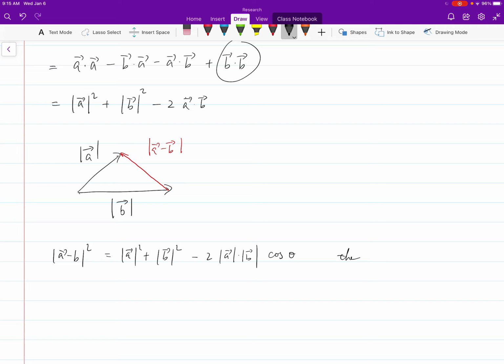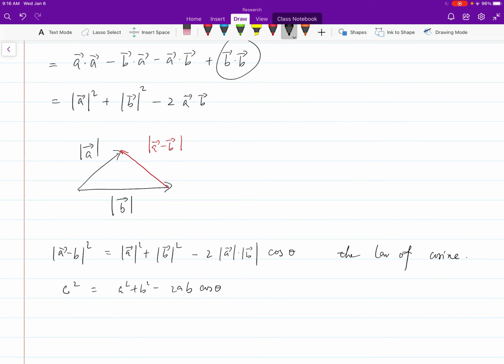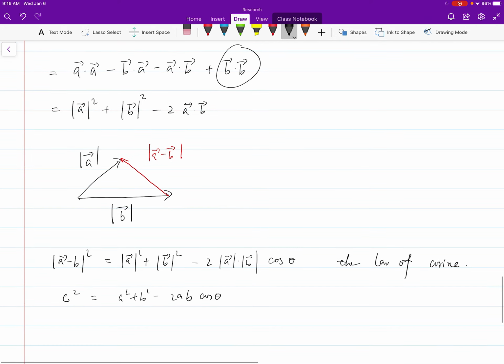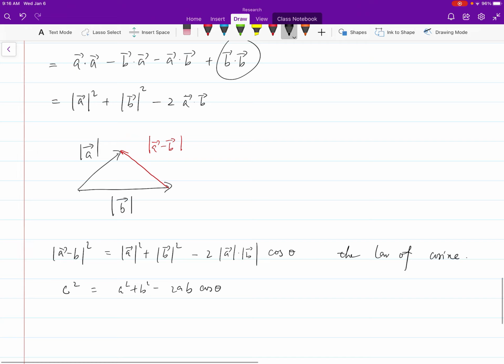which is coming from the law of cosine. Okay, if you want to see it, this is c squared equals a squared plus b squared minus 2ab cosine theta. In the law of cosine, c and a and b represent the lengths of the sides. So each one now is represented by the corresponding magnitude of the vectors. Moreover, theta is the angle between these two vectors. They start together. Theta is the angle in between.